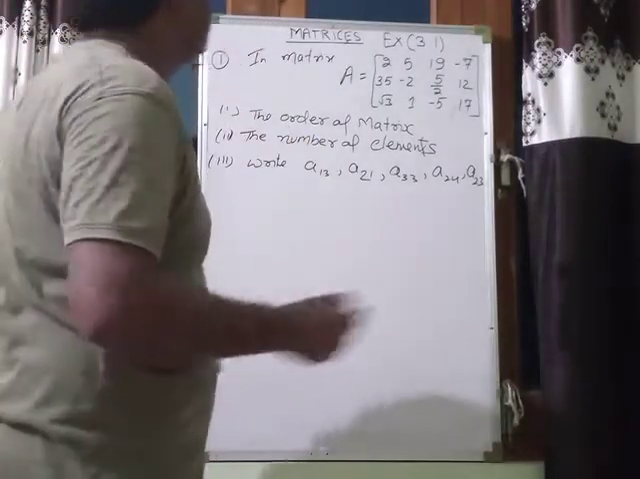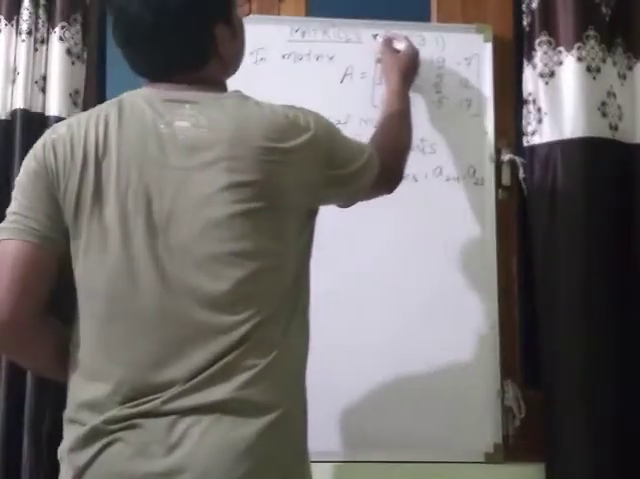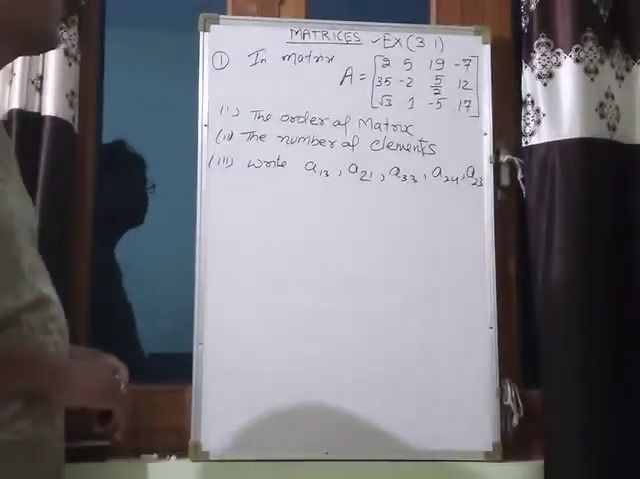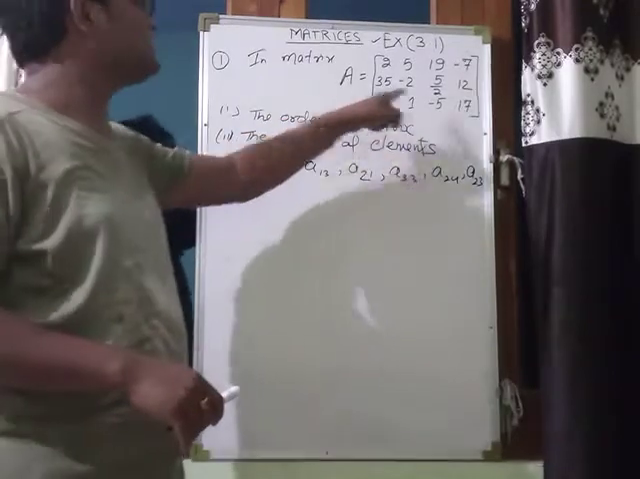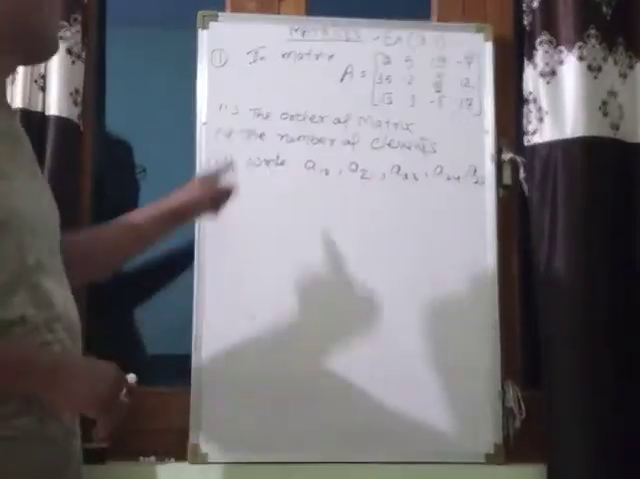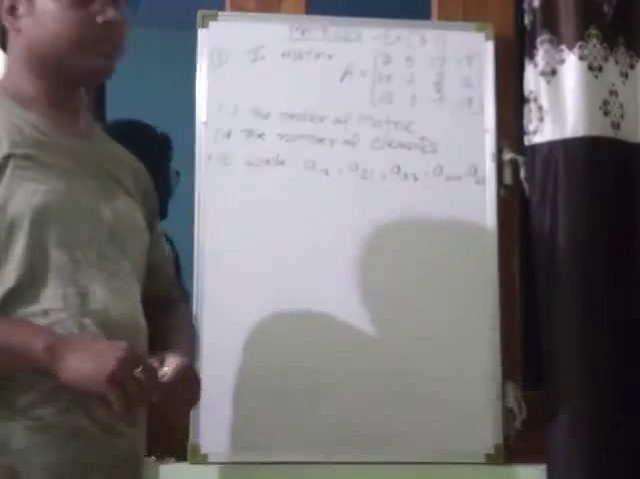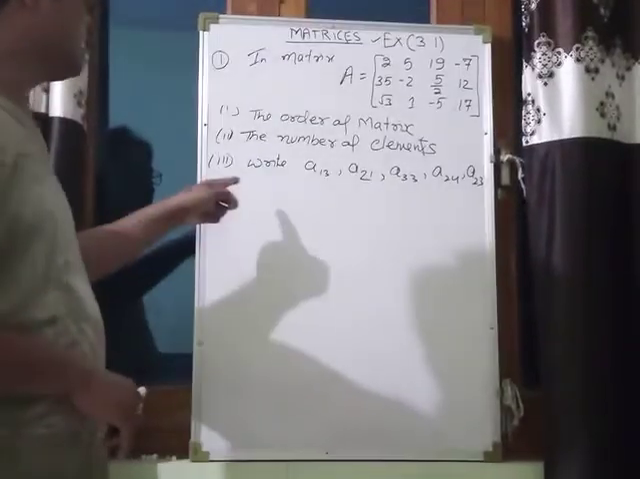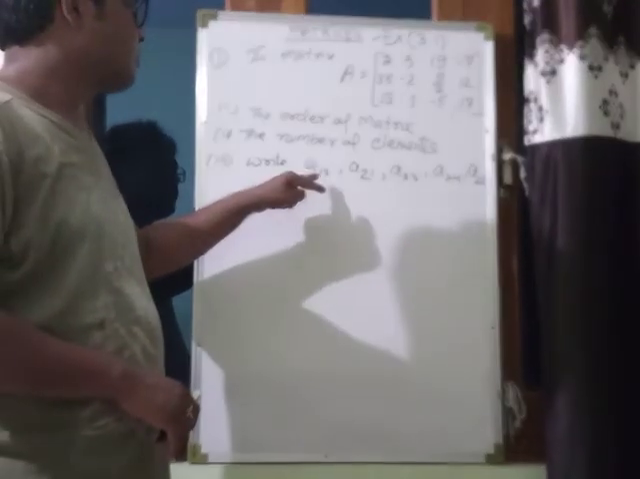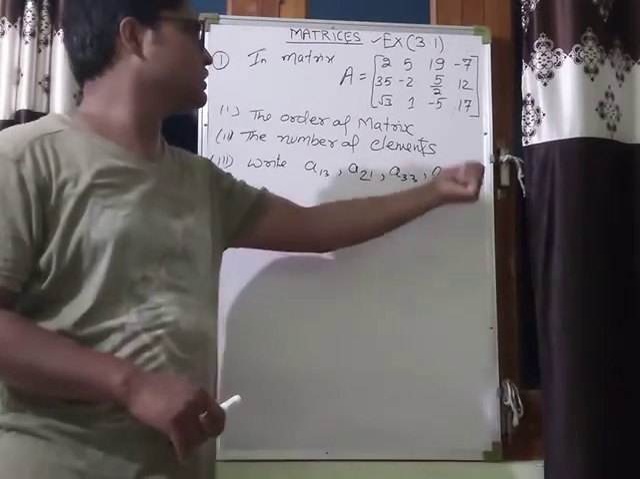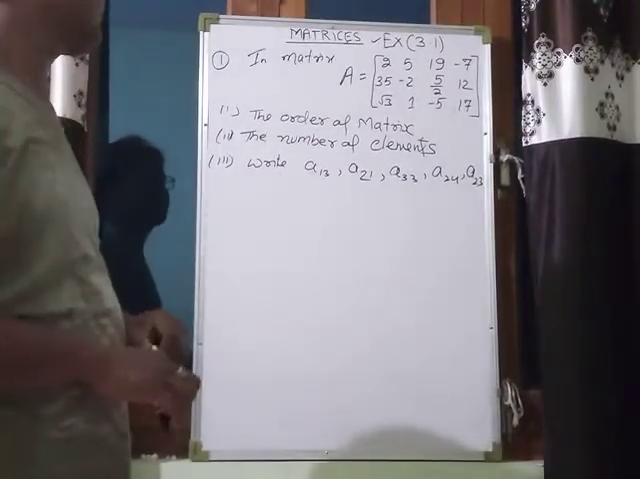So see, this is Exercise 3.1, question number 1. The question is: in the matrix A, this is the matrix given, what is the order of this matrix? How many elements are there? And what are the entries A13, A21, A33, A24 and A23?